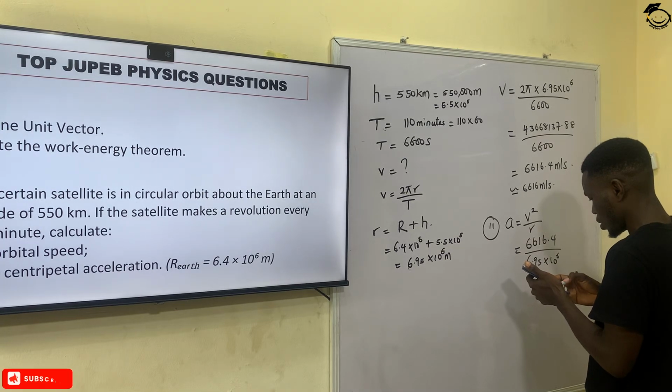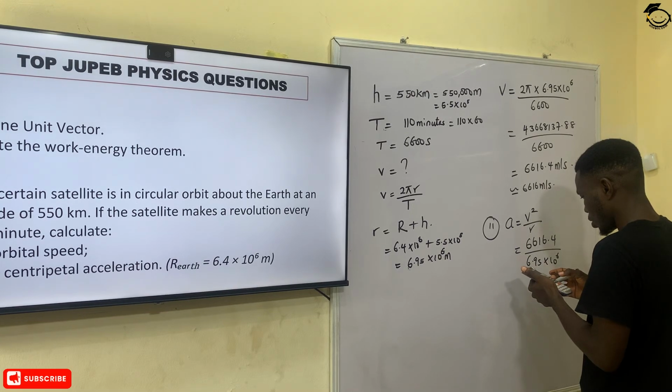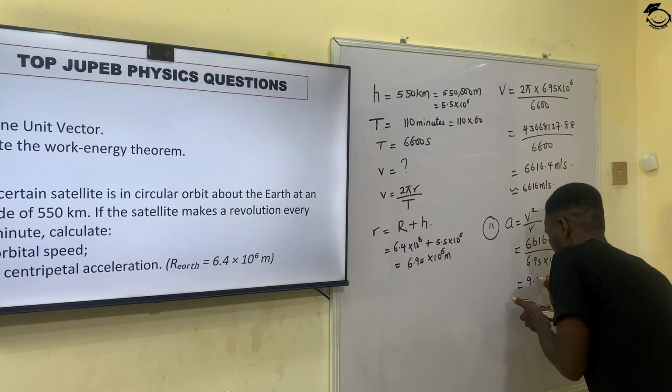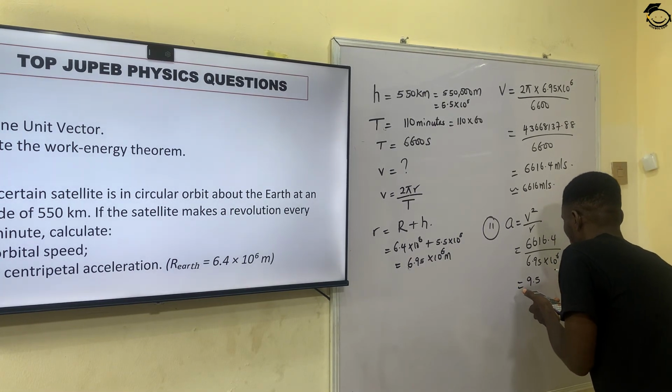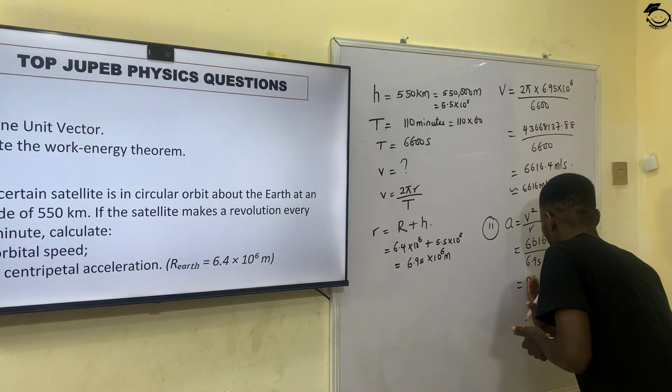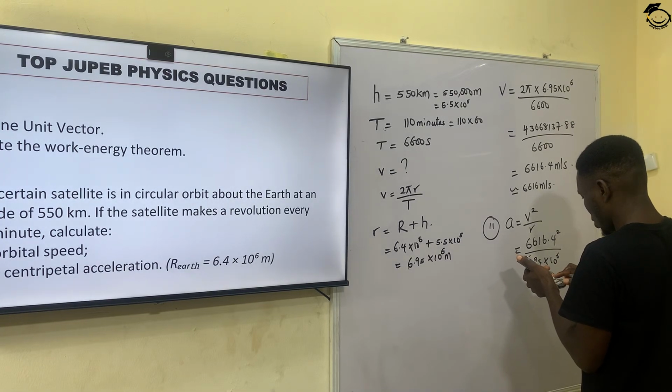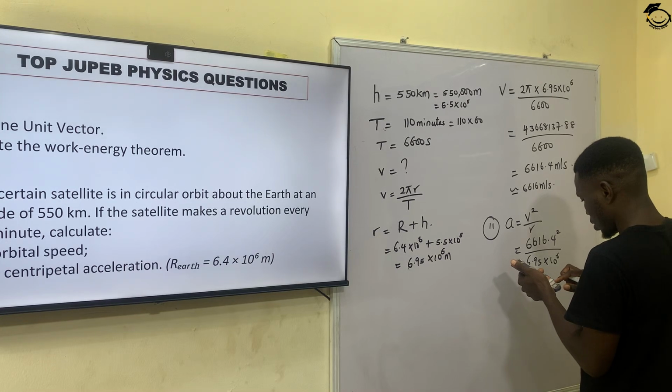This is squared. So if I square this, I have 6616.4 squared. Then I divide this by 6.95 times 10 raised to power 6.